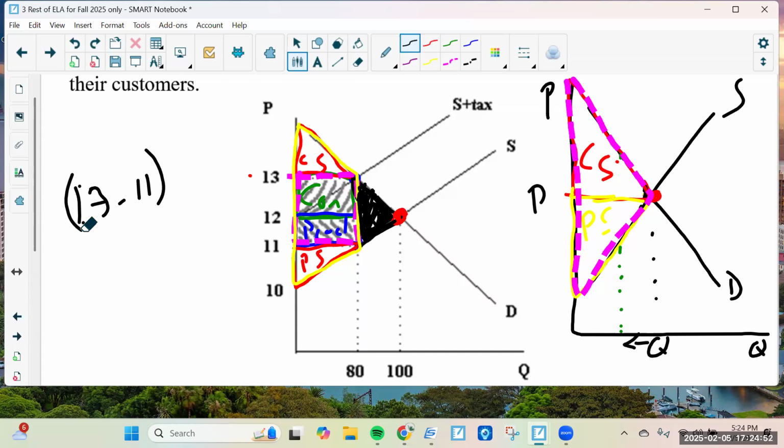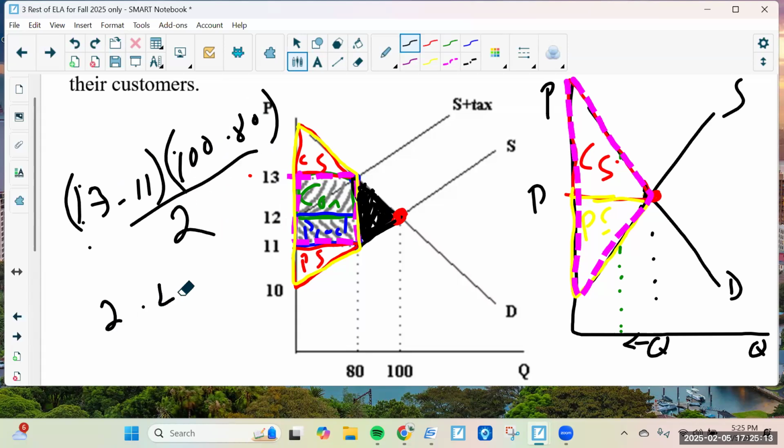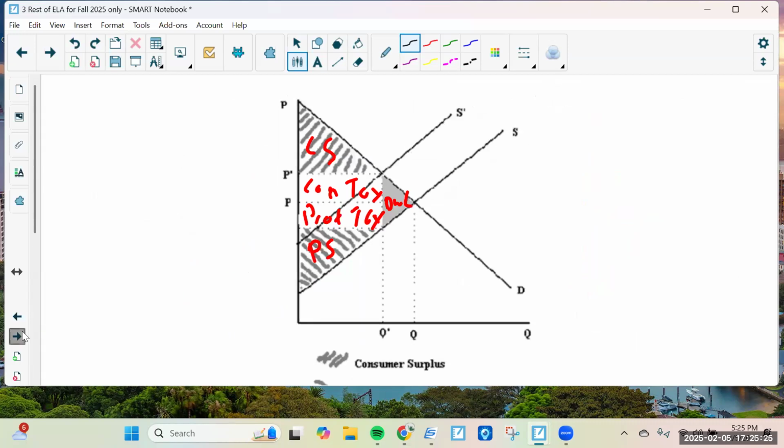And then the height is 100 minus 80. Unlike elasticity, where it makes a difference which direction you go, whether 13 minus 11 or 11 minus 13, when you're doing a calculation on a triangle, it doesn't. So that's base times height divided by 2. So it'd be 2 times 20 divided by 2, which is 40 divided by 2. So it's 20. So the area of that triangle is 20. So you have to be able to do that. All right, moving on.